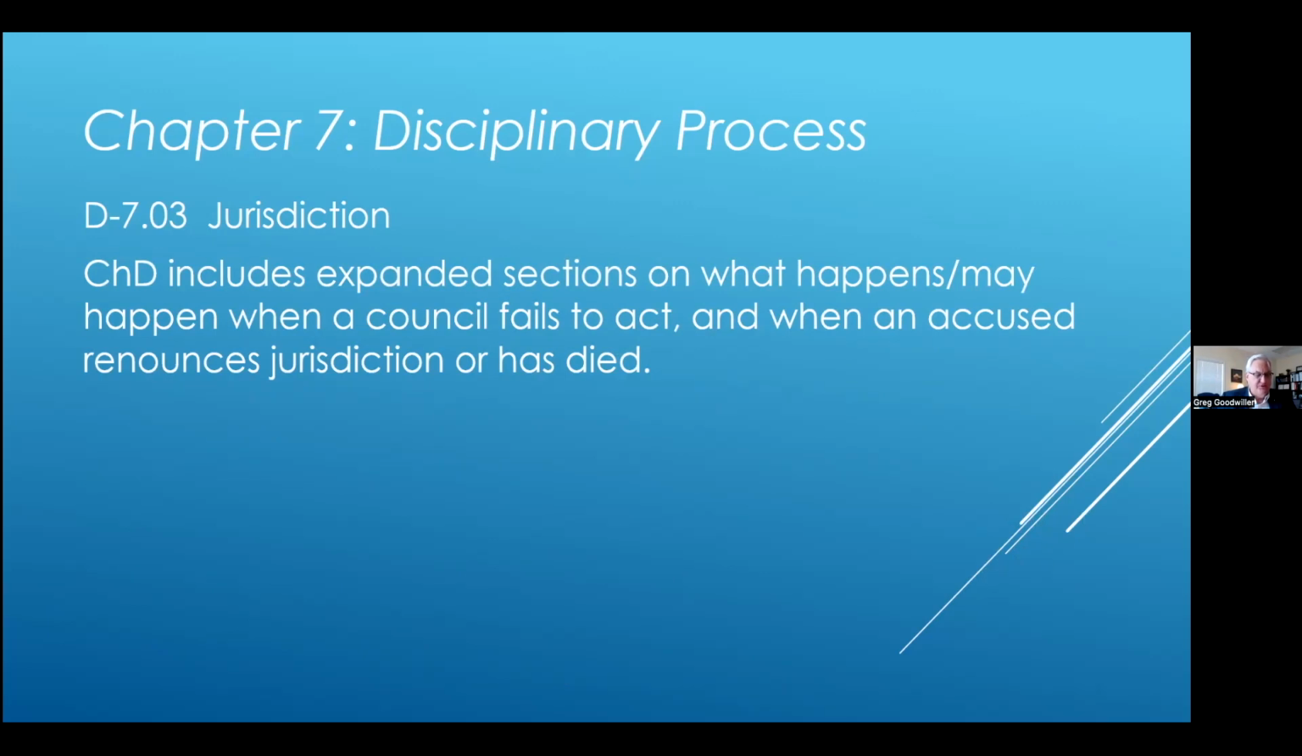If a council fails to act, and this is another case, I'll get to your question in a second, going back to what Valerie said of when a higher body may take it on. D70302 says, if the council of jurisdiction fails to act in a particular case for a period of 60 days after the filing of charges in a disciplinary case, so that's later on in the process, not an investigation, but after the filing of charges, the next higher council, on the request of any party, may assume jurisdiction in the case. It may either issue specific instructions to the lower council as to its disposition or conclude the matter itself.